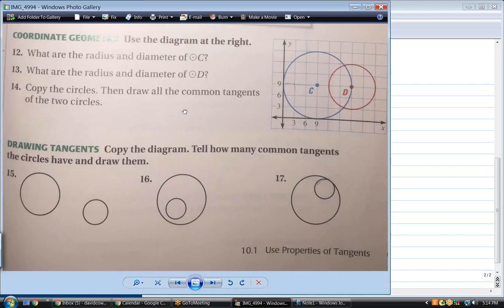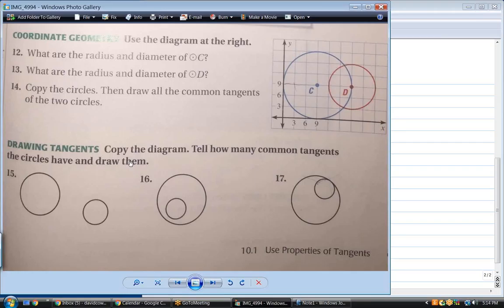Let's see if we can find us a tough one. About 12. What's the radius of circle C? 3. Okay. And 6 is the diameter.